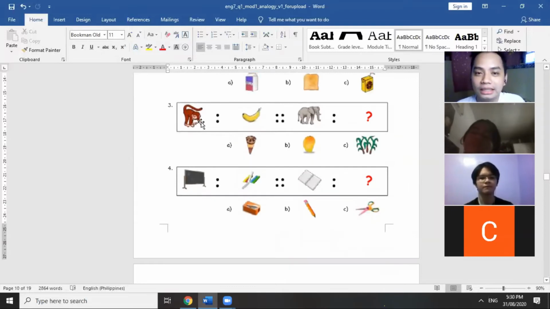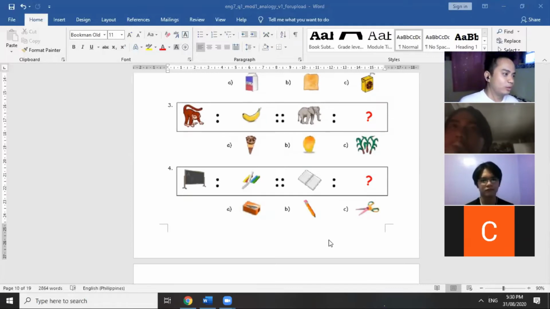A monkey eats a banana, while an elephant. What? People. What does an elephant eat among the options? Plants. Actually, wait. We need to be sure about it. Elephant eats mango. Yeah. Do you know that an elephant eats fruits?